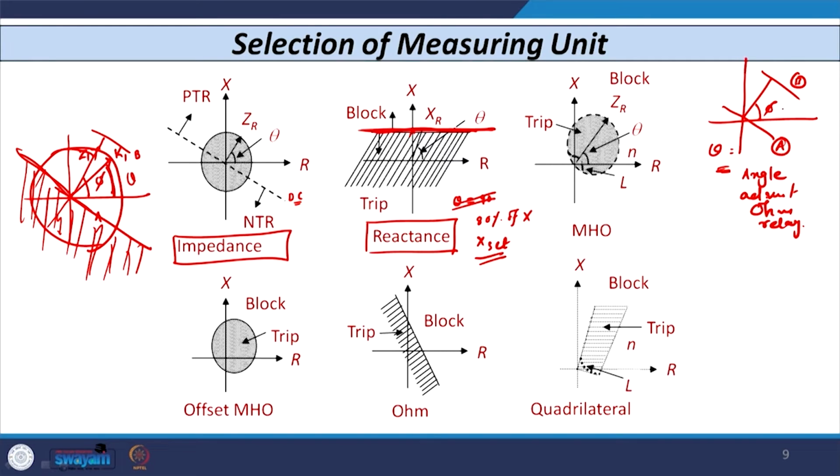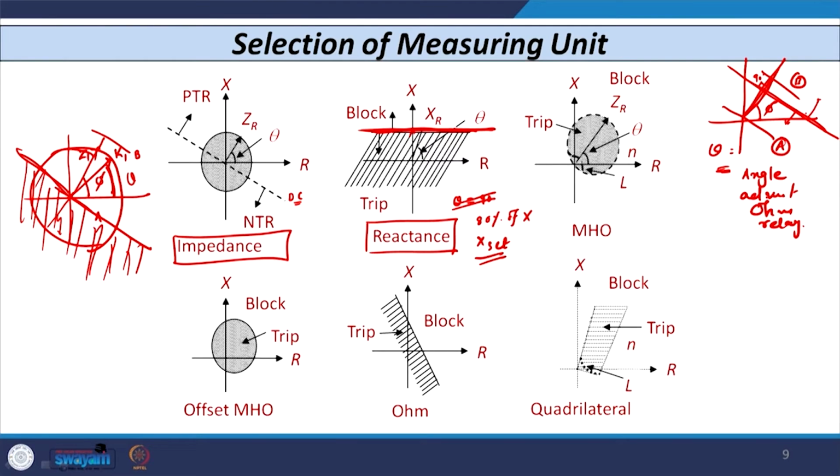So, with this line impedance vector, you take the inverse tangent. Whenever you draw a line like this, when this angle is 90 degrees with reference to this line impedance vector, and you draw a characteristic like this, then that type of characteristic is known as ohm relay. Any value below this, the relay operates; any value above this, the relay blocks.